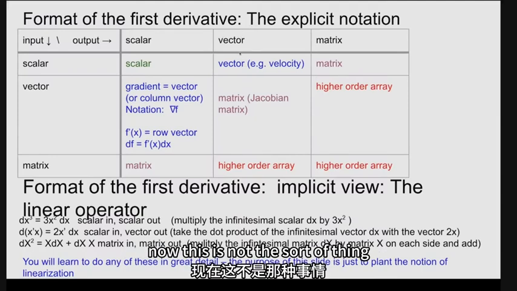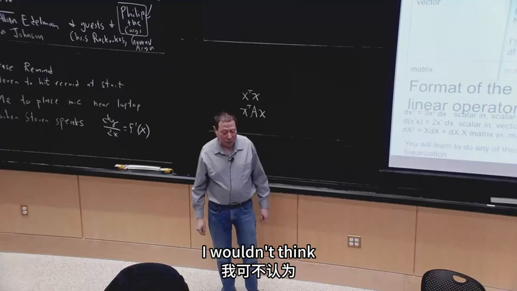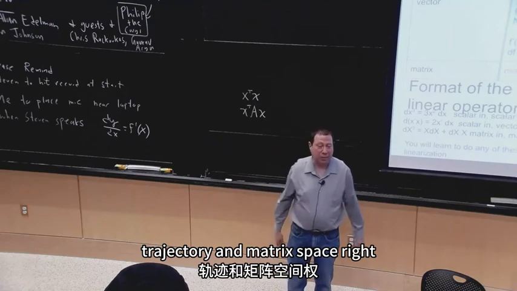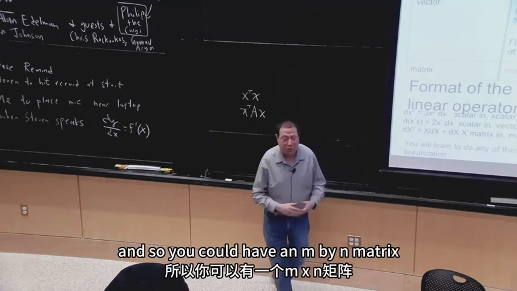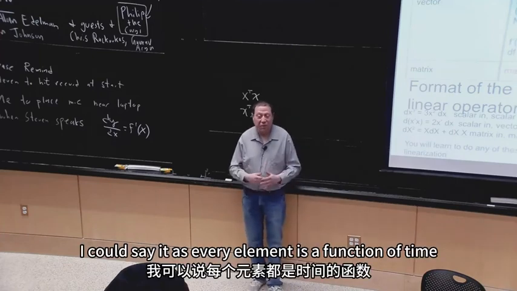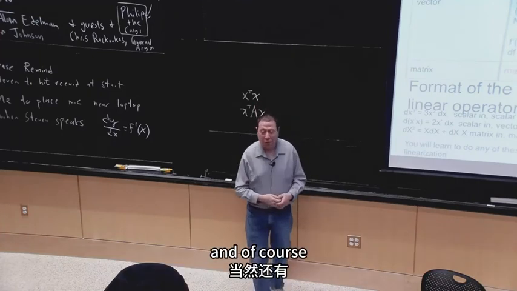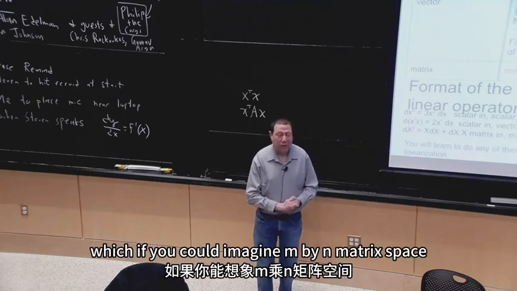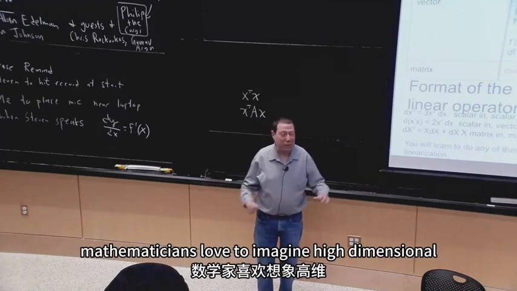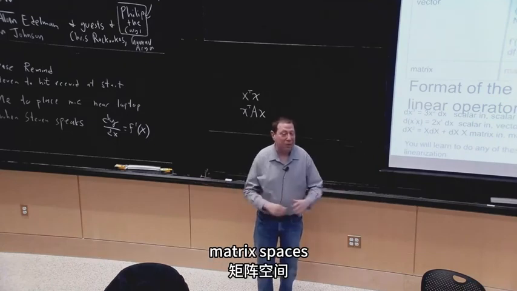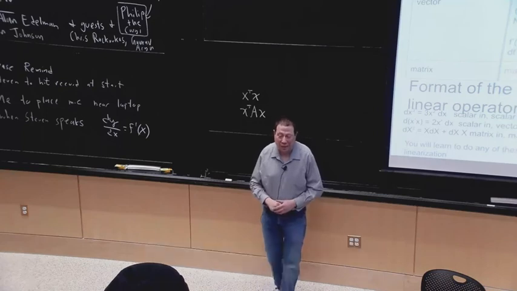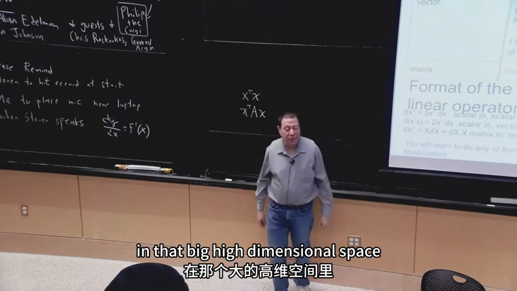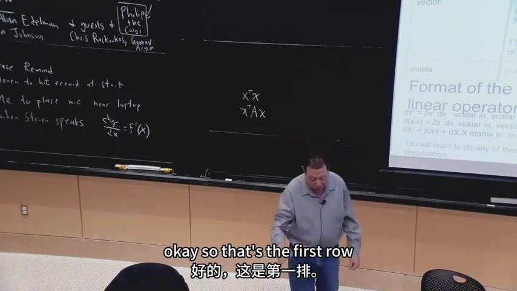Now, this is not the sort of thing you would see much in previous classes, I wouldn't think. But it's perfectly reasonable to also talk about a trajectory in matrix space, right? And so you could have an m by n matrix that's a function of time. I could say it as every element is a function of time. And of course, you could take the derivative of that thing, right, which will be a fixed matrix. Mathematicians love to imagine high-dimensional matrix spaces, high-dimensional spaces of all kinds. So if you can imagine an m by n matrix space, then the derivative would be a tangent in that big high-dimensional space. Okay, so that's the first row.